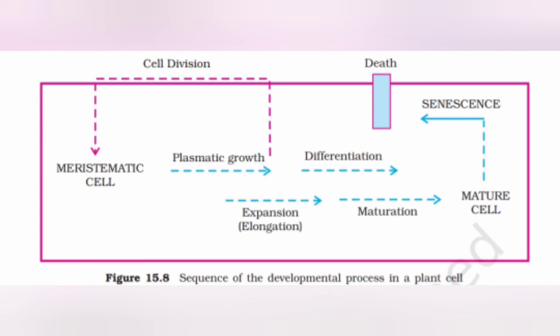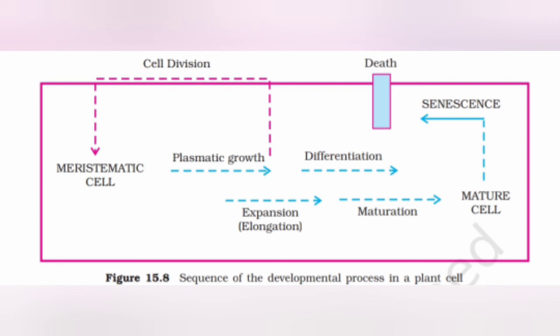After differentiation and maturation, whatever mature cells are there will live their life, and after a certain time period, they will undergo senescence, that is the old age, aging in the plants, in which the growth is negative. The cells that are lost are repaired or regained at a very slow speed, and ultimately they lead to death.